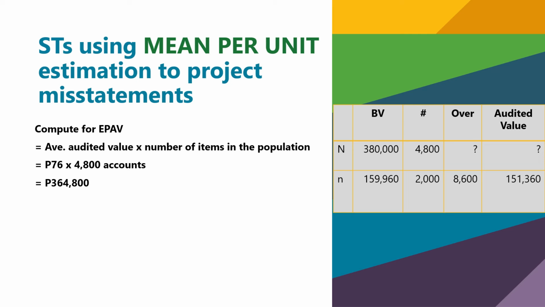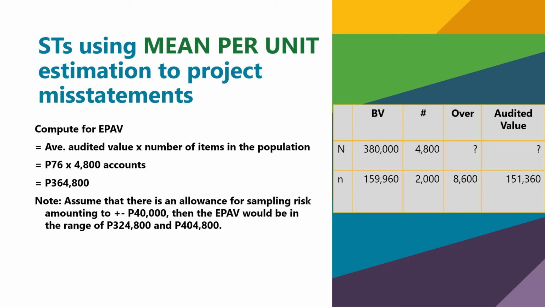Now, normally the mean per unit is used by the auditor when the population book value is unknown. So if we assume that we don't know the 380,000 as the population book value, then we can use mean per unit estimation to estimate the book value. So in this case, our estimated population audited value is 364,800.